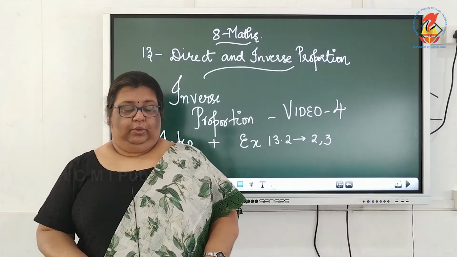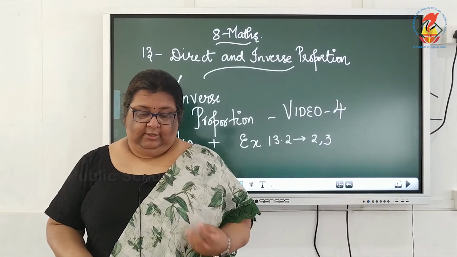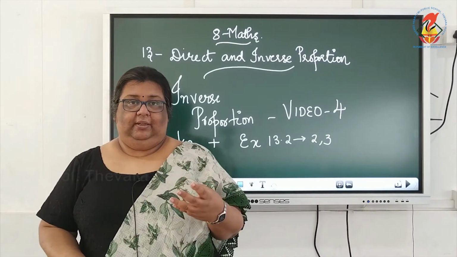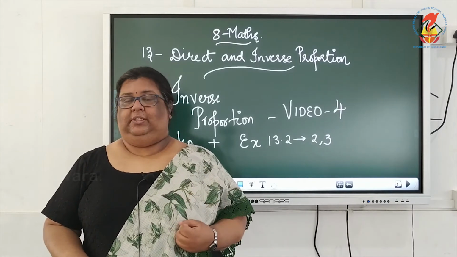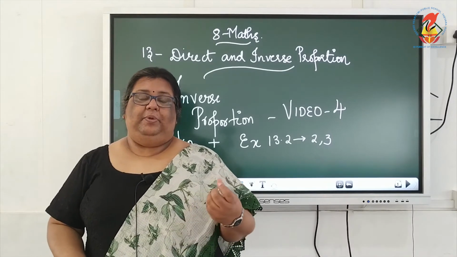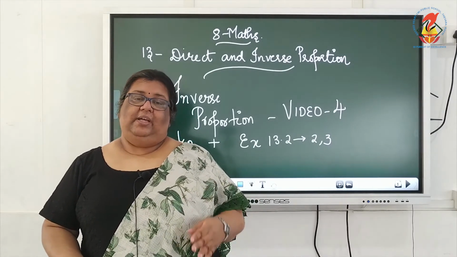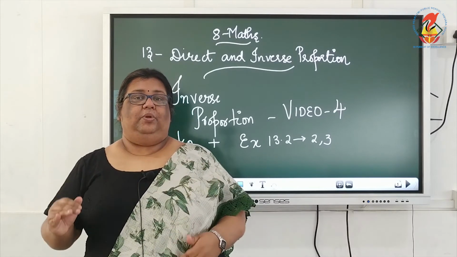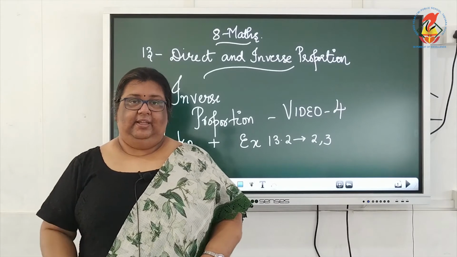Then if I want to travel a particular distance, if I increase the speed of my car or my scooter, then the distance will be traveled in a shorter time. So as one quantity increases, you can see the other quantity decreases, isn't it?